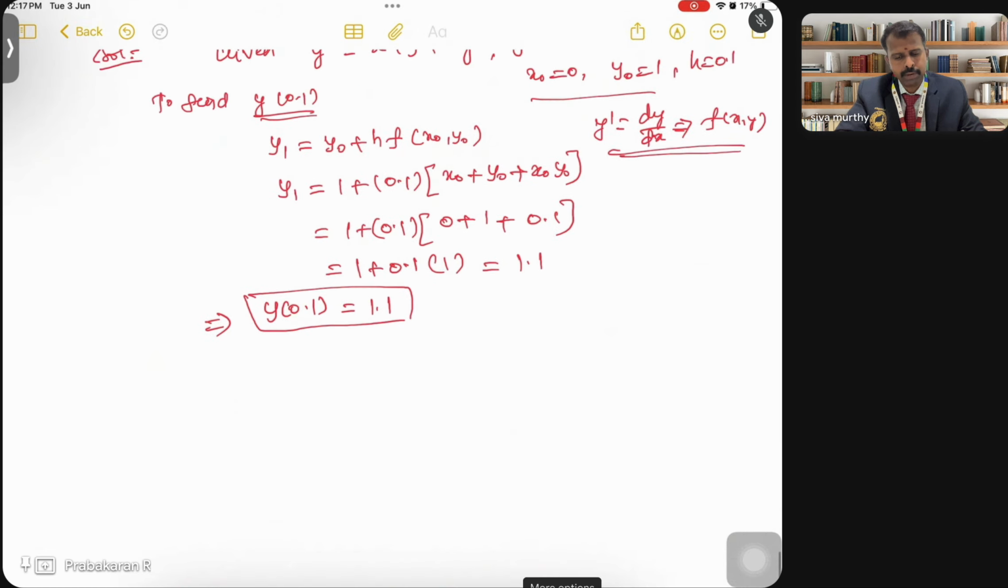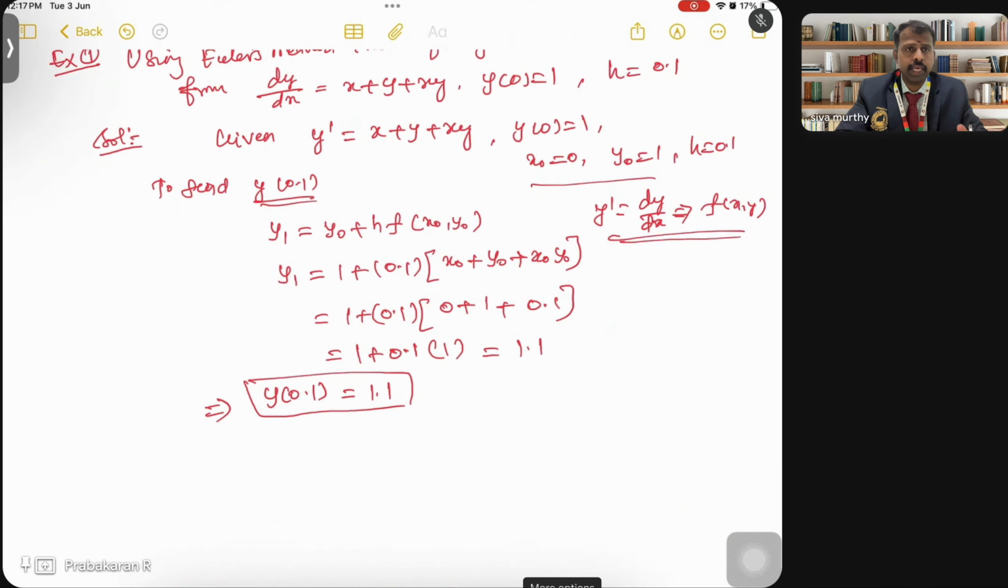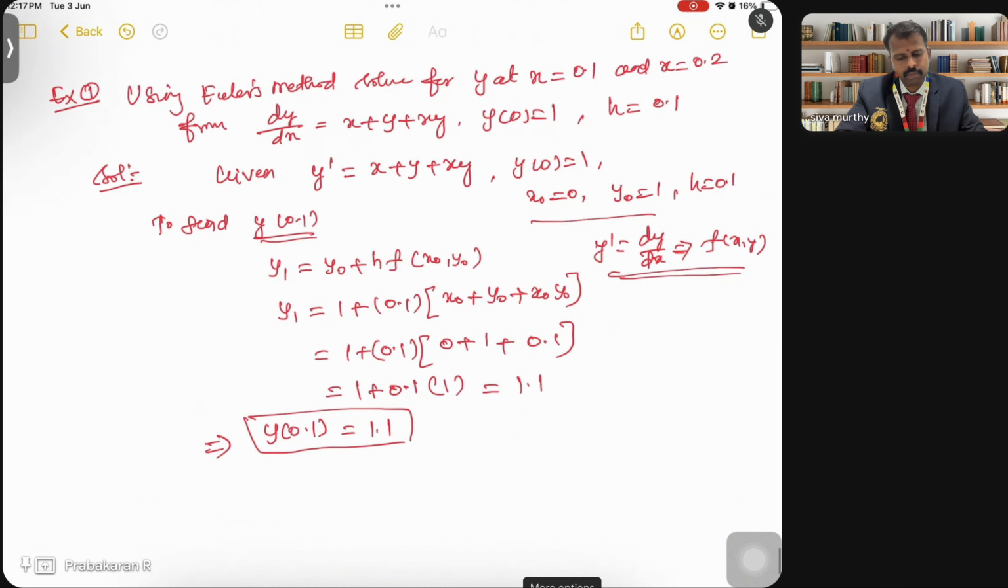Okay, it's a very simple problem for Euler's method to solve the ordinary differential equation using numerical methods, right? Again I will recall this particular problem: y dash equal to x plus y plus xy, right? The same thing here, they are giving the initial values y of 0 equal to 1. That means x naught equal to 0 and y naught equal to 1, h equal to 0.1, right? So now we will substitute the formula.